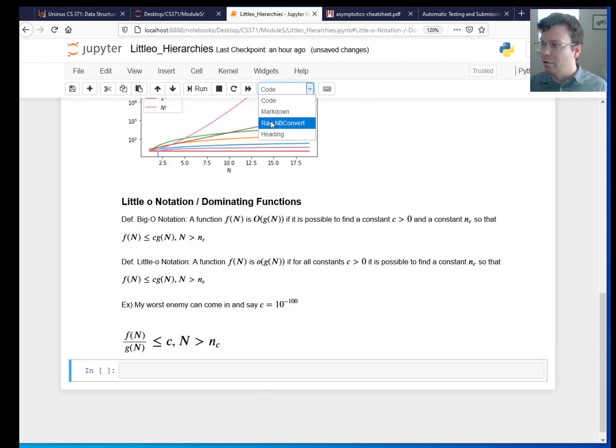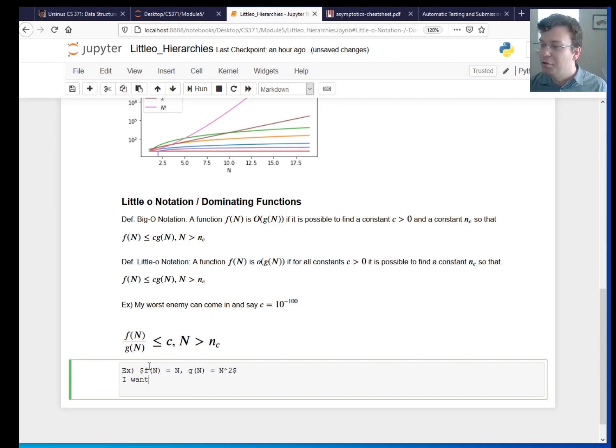So let's look at an example. Let's say that f of n is n squared and g of n is n. Oh no, sorry, let me do the other way around. Let me say f of n is n and g of n is n squared. So I want to show that, sometimes I get the order mixed up, I want to show that f of n, which is n, is little o of g of n, which is n squared.